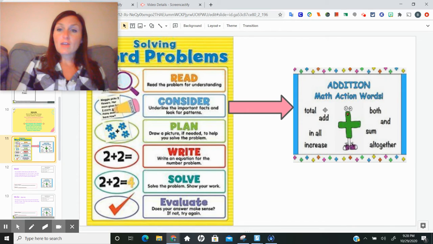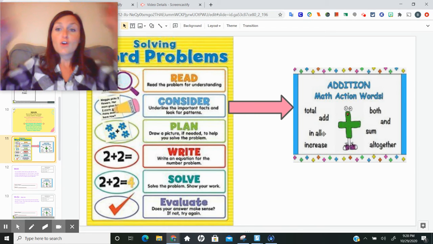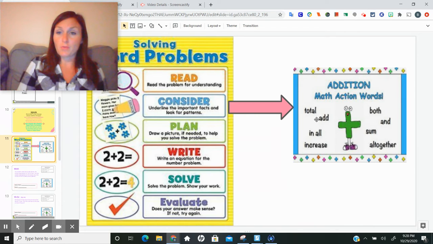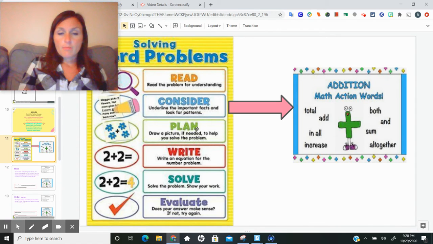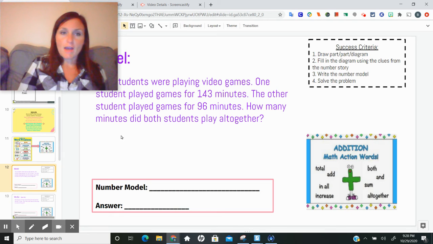Here we have this little anchor chart we're going to be using today. Looking for these words like both or all together or in all, total, right? Those are going to help us know that we're supposed to add. Then we can go ahead and plan it out. If we need to draw a picture, we can to help us visualize. We can write out our number model, that equation, and then we want to solve it and make sure our answer makes sense. I'm going to go ahead and model that for you now.